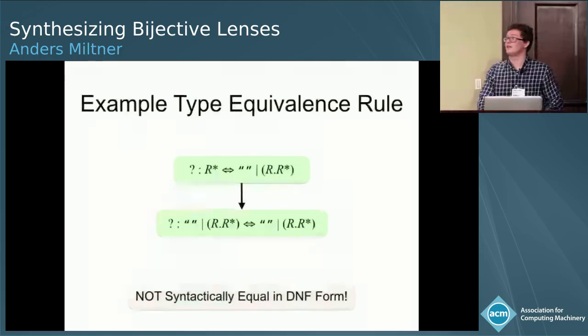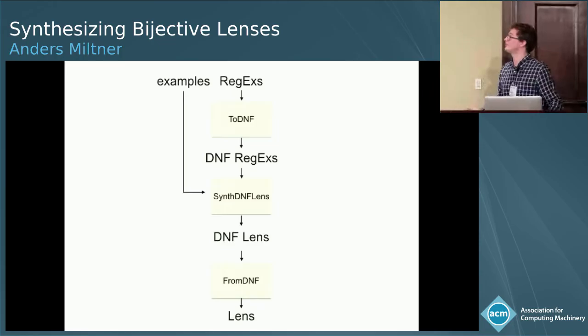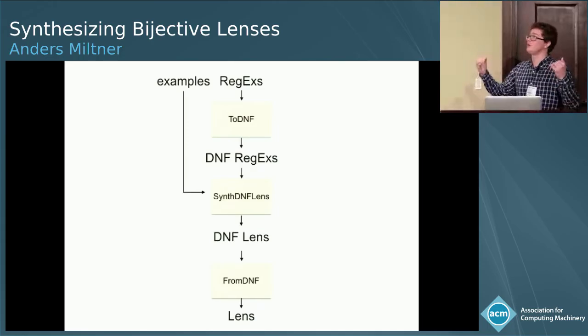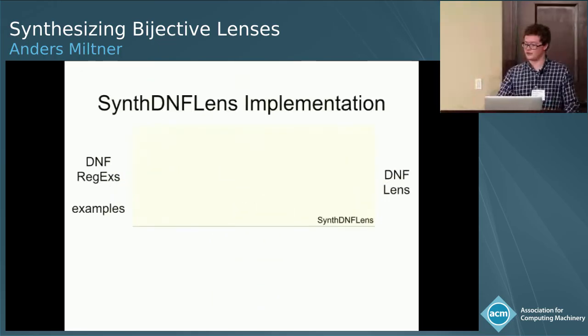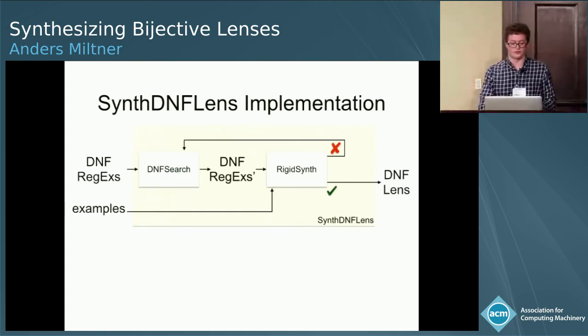In this way, DNF regular expressions are only pseudo-canonical. Okay, let's go into the implementation. So we've got our regular expressions, we turn them into DNF form, then we use those and examples to synthesize the DNF lens. Then we just turn the DNF lens into a normal bijective lens. Let's look at the implementation of synth-DNF lens where the bulk of our synthesis goes in.